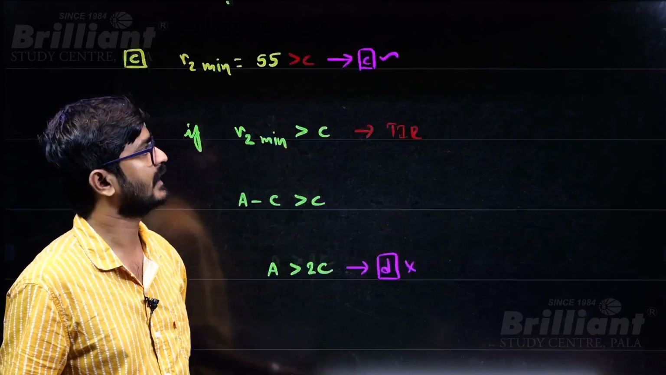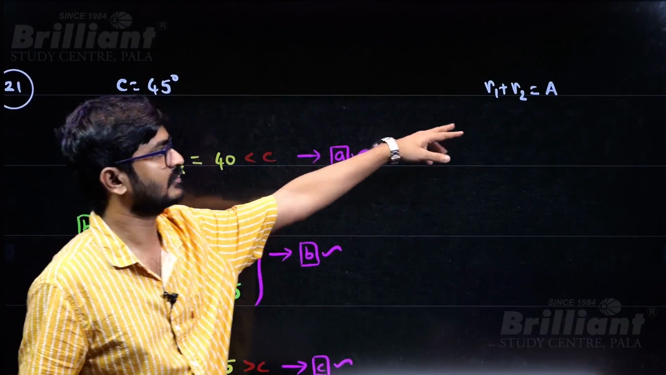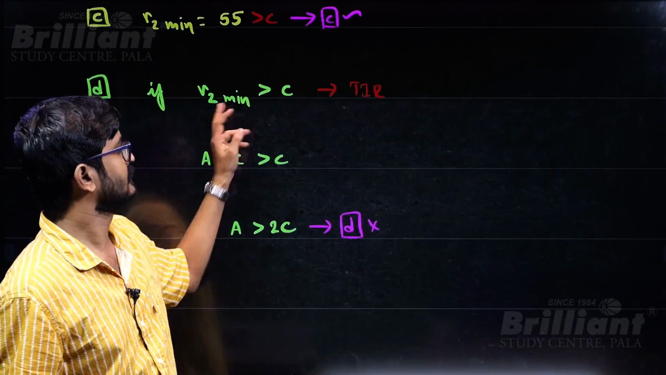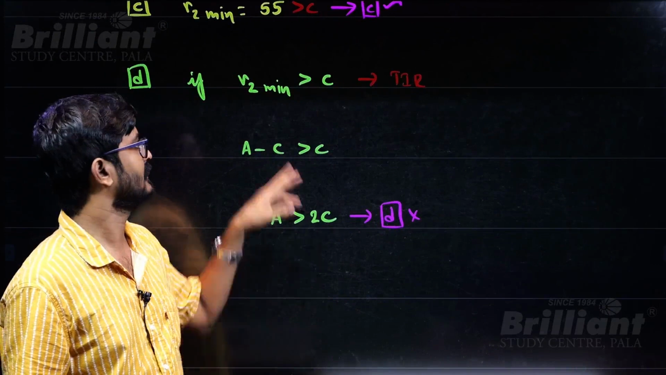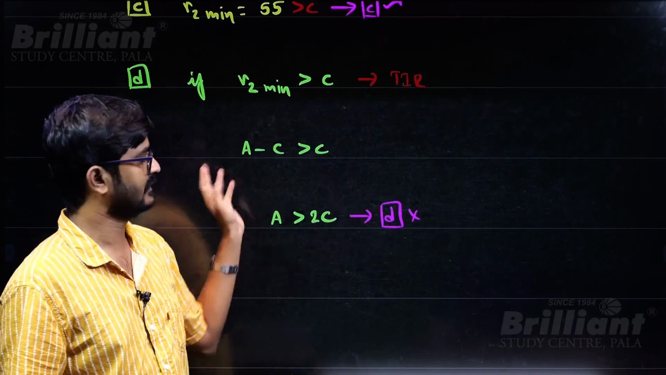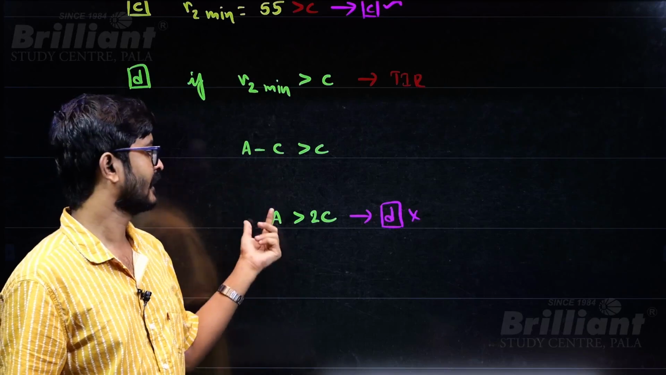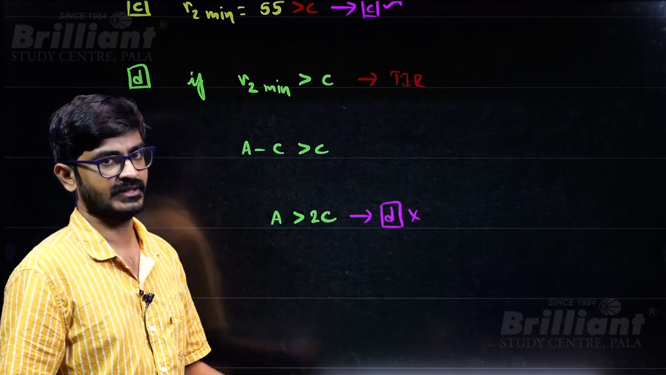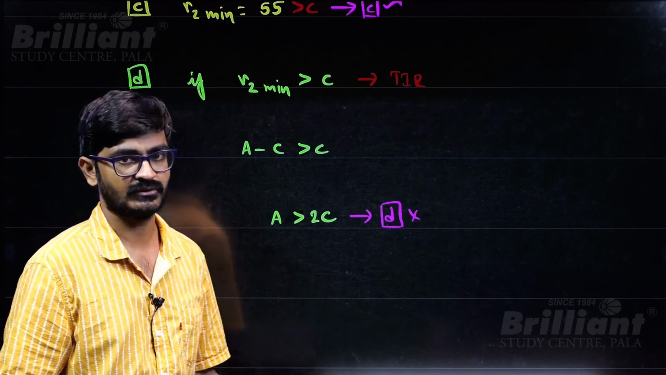R2 minimum will happen when R1 is maximum, that is R2 minimum is A minus critical angle. So when R2 minimum is greater than the critical angle, total internal reflection will happen, and this is A minus C, right? When A minus C is greater than C, total internal reflection will happen. That is, when the angle of the prism is greater than twice the critical angle, all the rays will be totally internally reflected back, and we will say there is no emergence.